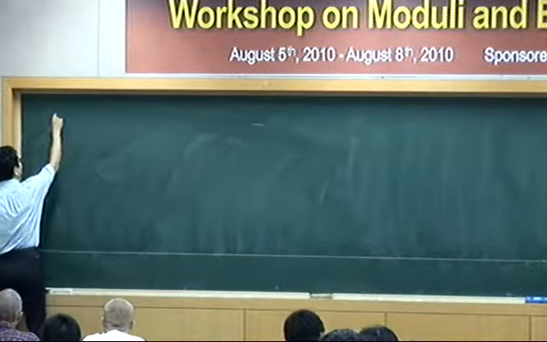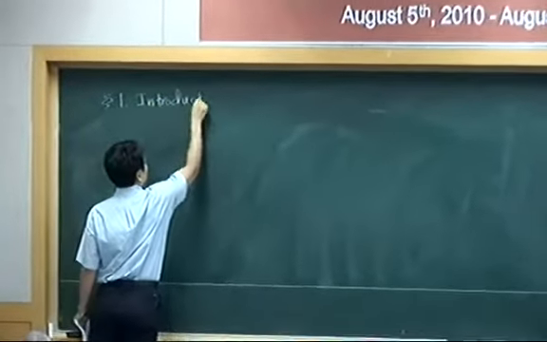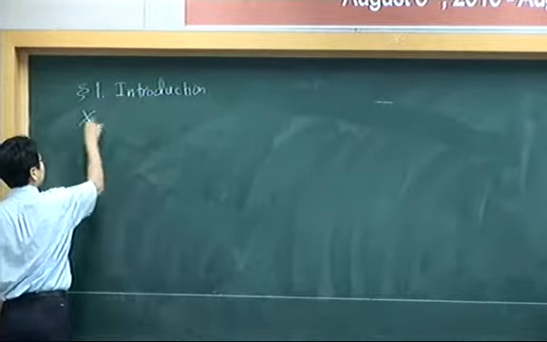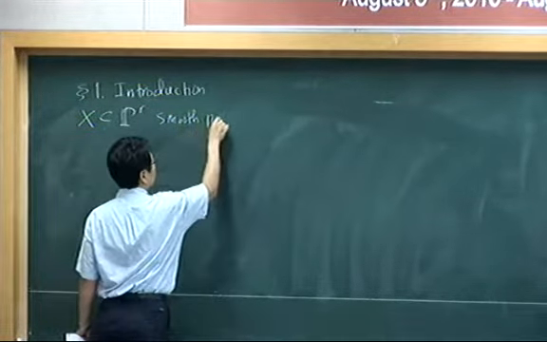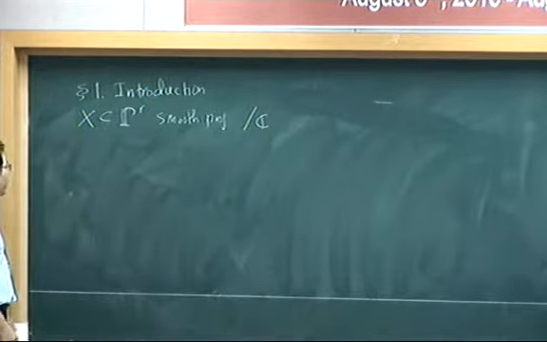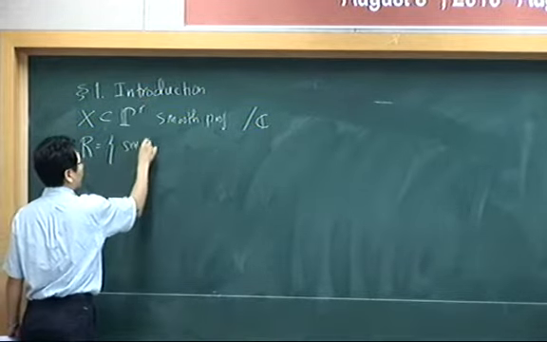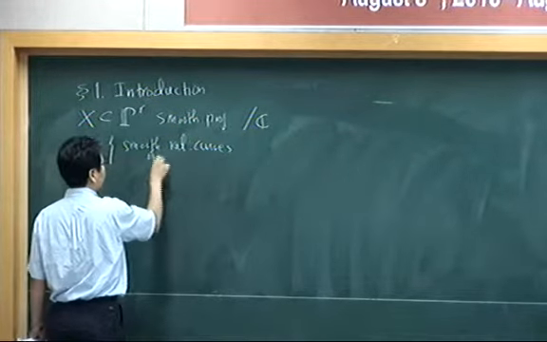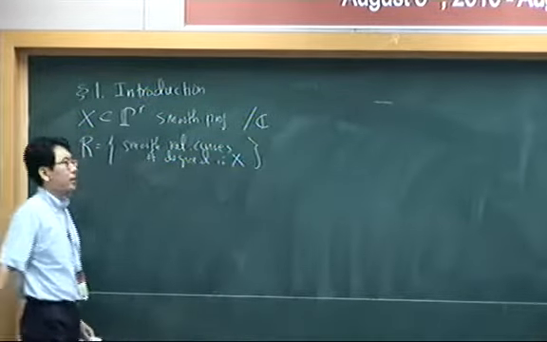Okay, so first of all, let me introduce the problem here. It's very simple, very classical, elementary. So suppose X is a smooth projective variety, always over C. Okay, so what I want to think about is the space of all smooth rational curves in X, curves of degree D in X. That's what I want to think about.